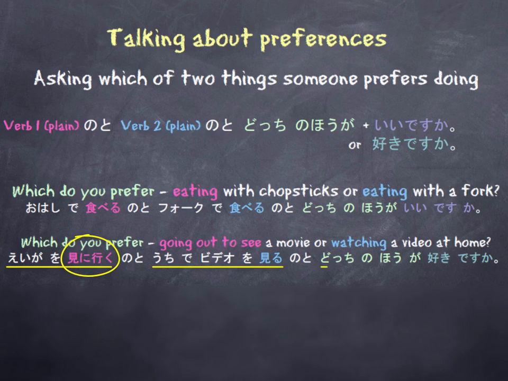Finally, we have attached the phrase どっちの方が, and in this instance, we're finishing with 好きですか? So in this example, the translation would be more accurately, which do you like better, instead of which do you prefer. Essentially, it means the same thing, but it's still important to note the subtle difference.